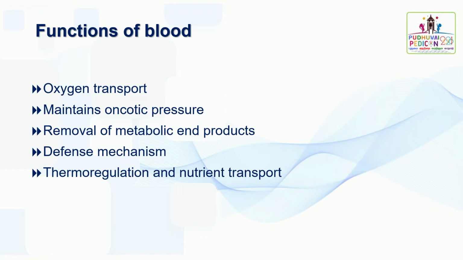So, coming on to the functions of the blood, why do we use blood transfusion? Commonly we use it to supplement oxygen, for oxygen transport. In hypoxia, you usually give a blood transfusion. Apart from that, there are many other functions of blood. It maintains oncotic pressure, removes metabolic end products, and plays a key role in the defense mechanism. Also, it has a role in thermoregulation and nutrient transport.